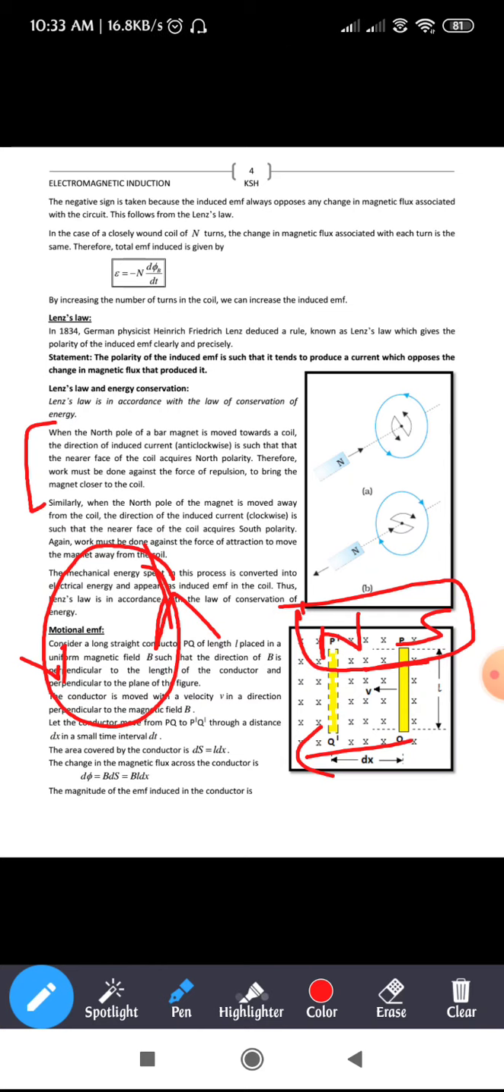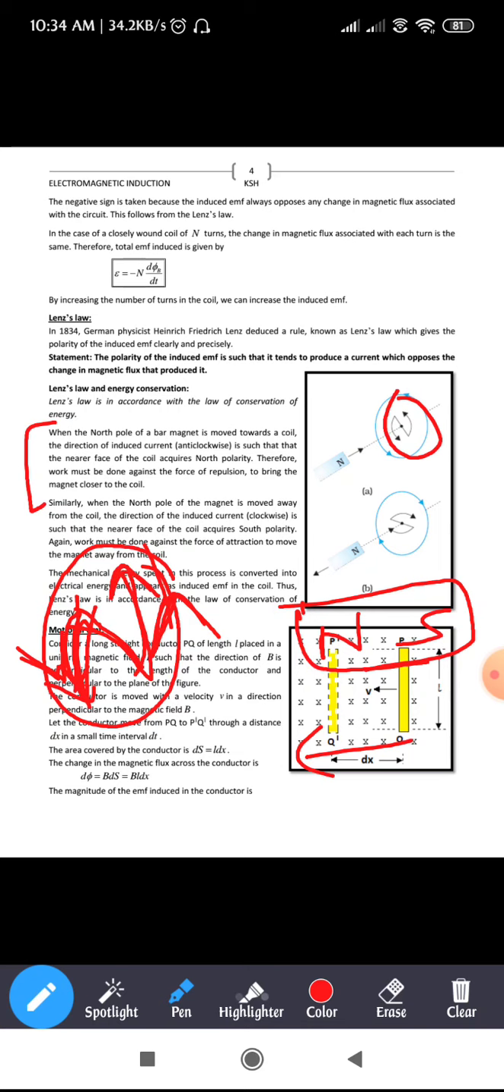The face of the coil acquires the north polarity. Since the induced current is in the anti-clockwise direction, you can write it like this, which represents the direction of induced current. So hence it is said that the coil acquires the north polarity.